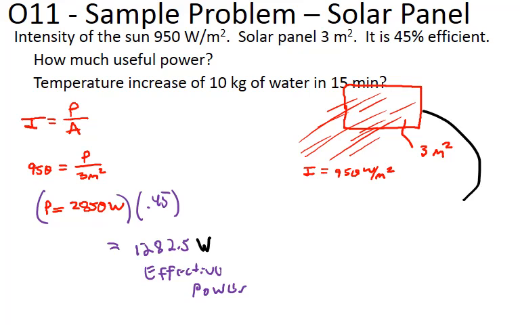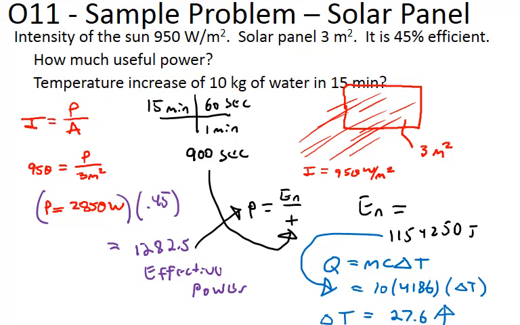So if there's water passing through, and we have 10 kilograms, and we have 15 minutes, we can figure out the amount of temperature increase, and of course, we need to use the specific heat capacity equation, Q equals MC delta T. And we've got the effective power output. Time is 900 seconds. And therefore, the amount of energy we're dealing with is 1,154,250 joules. And the temperature increase, therefore, would be 27.6 degrees Celsius.